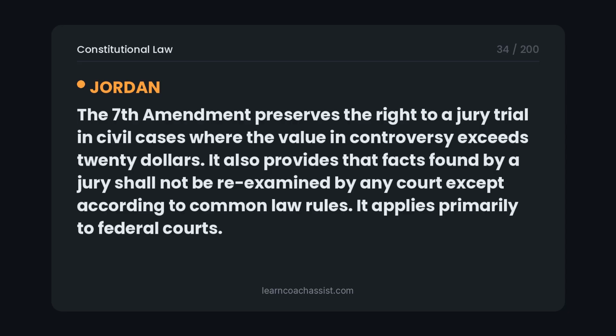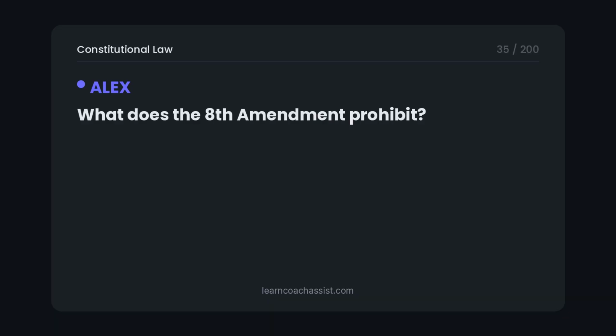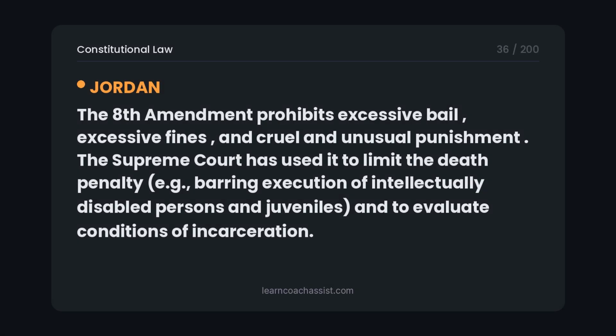It applies primarily to federal courts. What does the Eighth Amendment prohibit? The Eighth Amendment prohibits excessive bail, excessive fines, and cruel and unusual punishment. The Supreme Court has used it to limit the death penalty, e.g., barring execution of intellectually disabled persons and juveniles, and to evaluate conditions of incarceration.